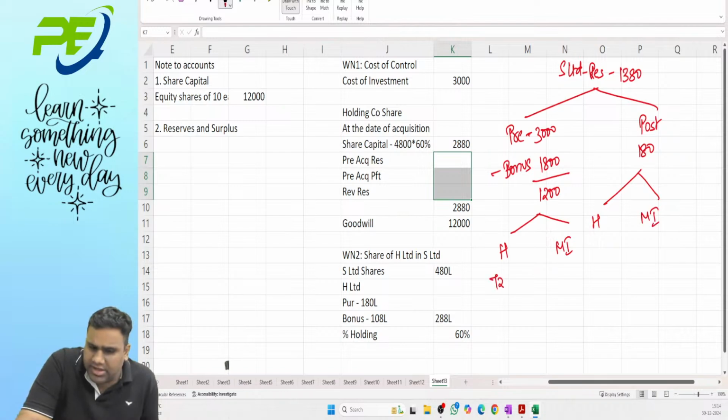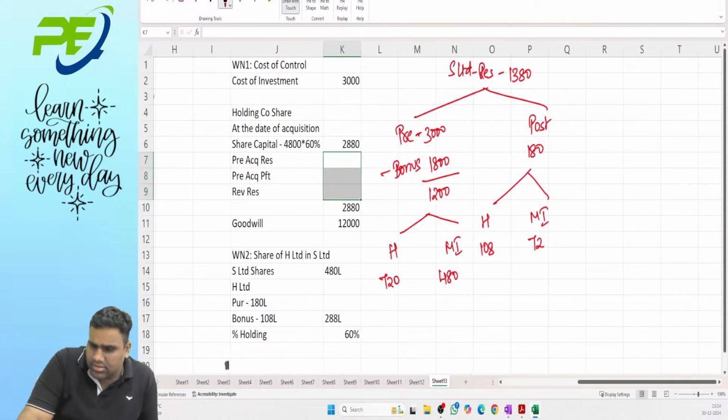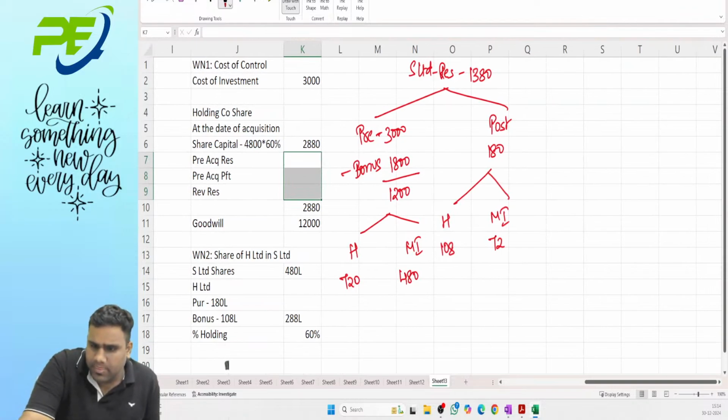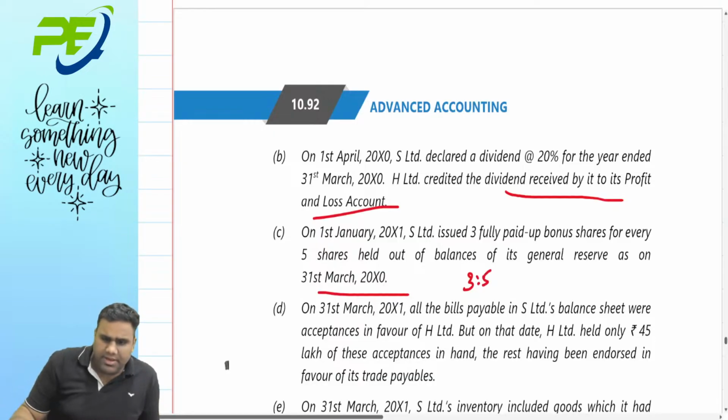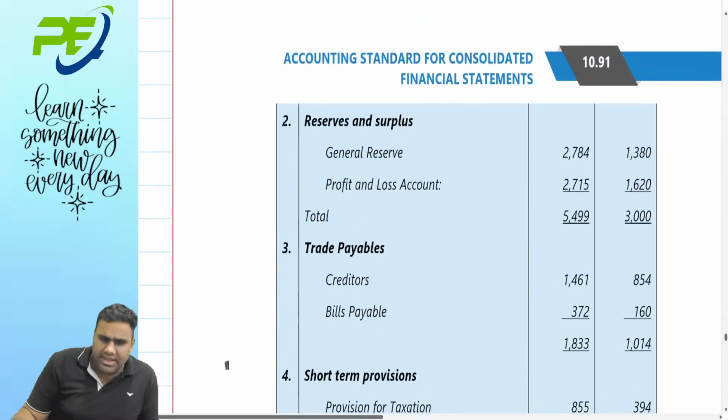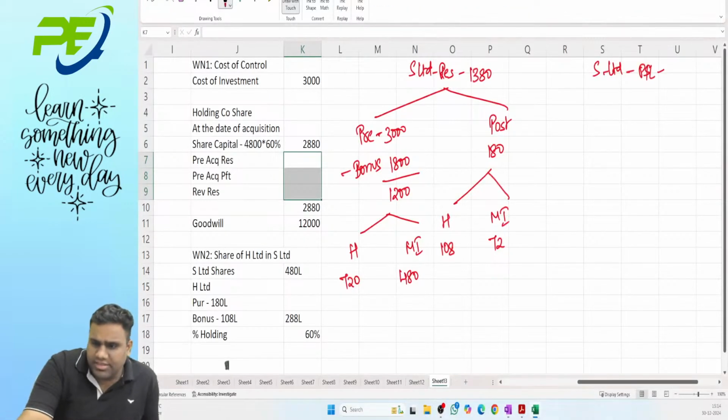In this, H Limited and minority interest: 720, 480, 72, 108. Can I continue? This is S Limited reserves, S Limited P&L. What was the balance in S Limited P&L? 1620.